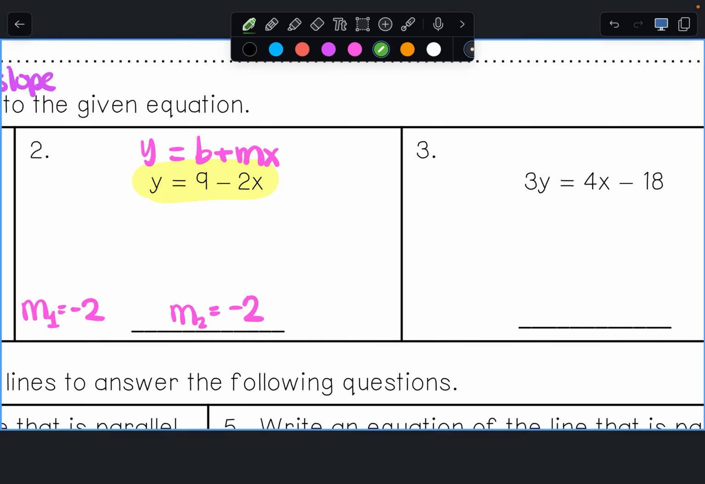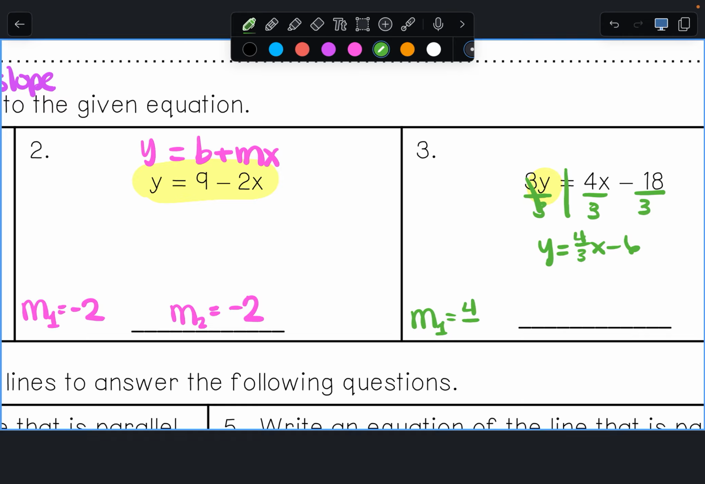Can you tell me the slope of this third equation? No, why not? Because it's not solved. Correct. y is not by itself. It's not isolated. So we need to solve this equation first before we can identify what the slope is. And this is just a one-step equation. We divide by 3. So we get y is equal to 4/3 x minus 6. What is the slope of this line? 4/3. The slope of the first line is 4/3.